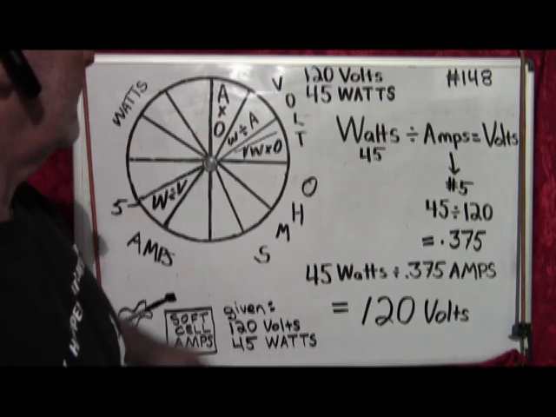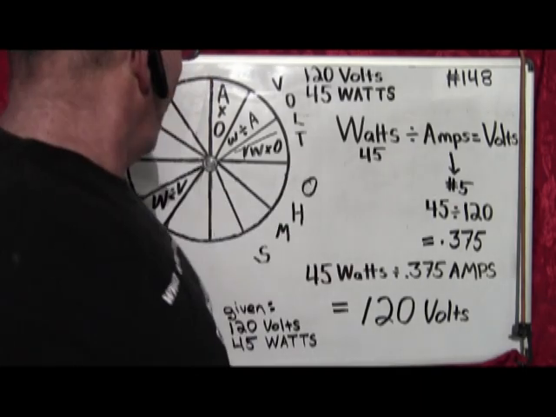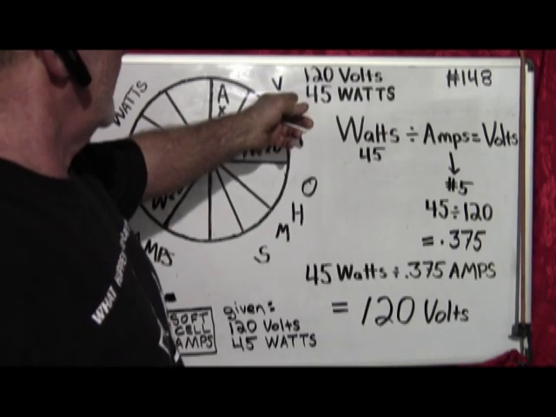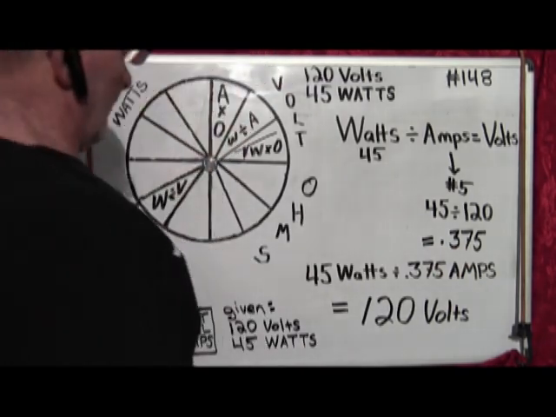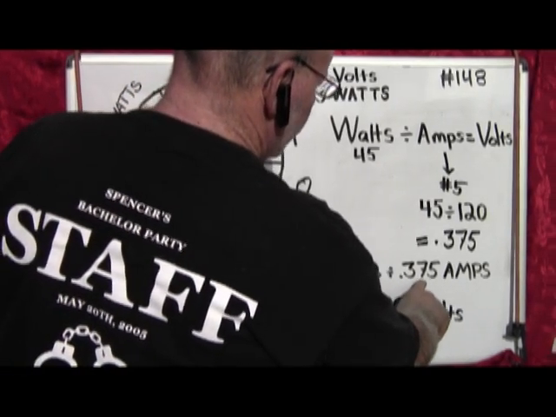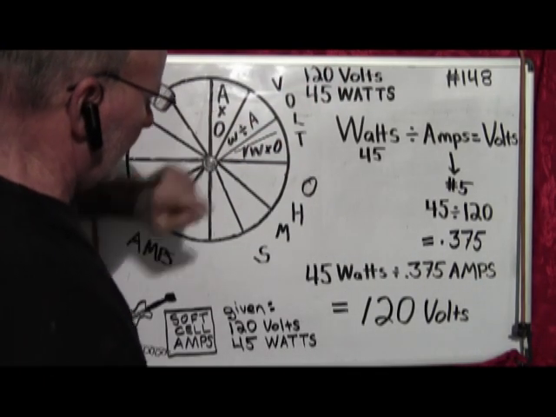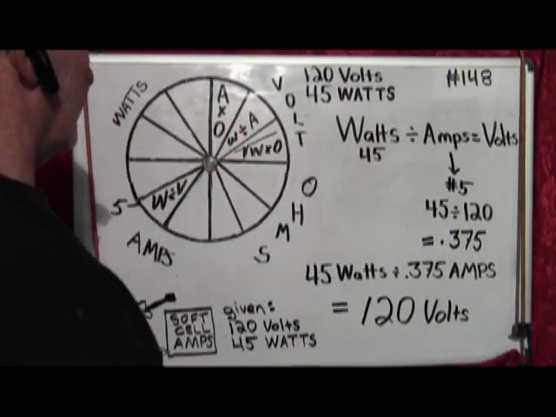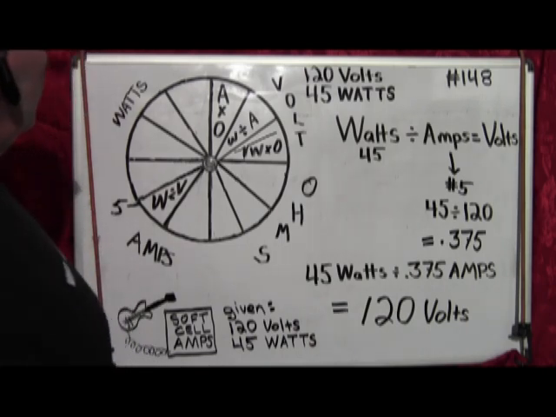Now, like I said, watts divided by amps equals volts. Watts is provided for. Amps, once again, we come over to number 5. Very simple. 120 divided by 45 gives you 0.375 amps. So, you take 45 watts divided by 0.375 amps. Watts divided by amps. And lo and behold, you get 120 volts. These equations never lie to you if you do them right. So let's work on the last one.